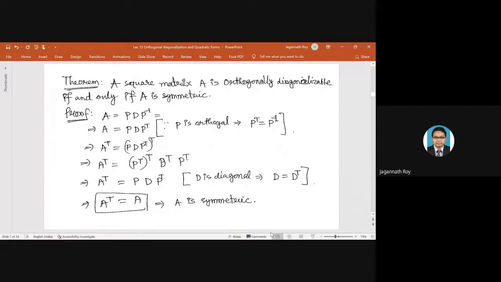So that is also the next theorem. It guarantees that if A is a square matrix that is orthogonally diagonalizable, then A will be symmetric. This is just a simple proof. I would like you to verify it.